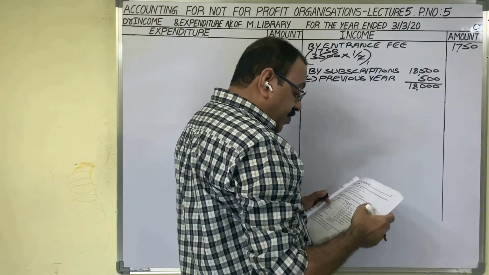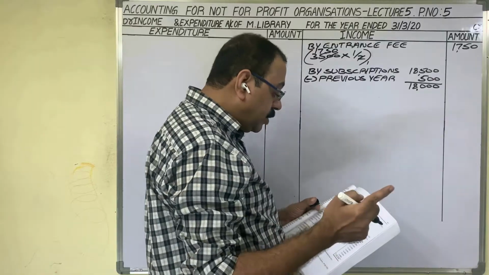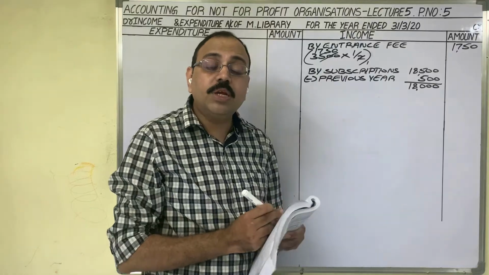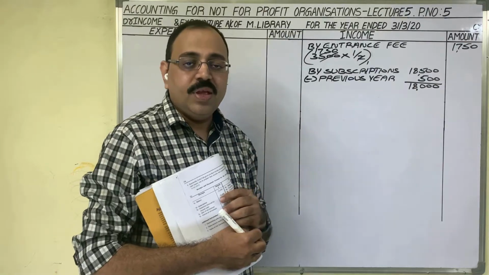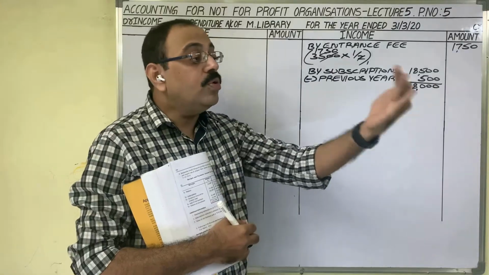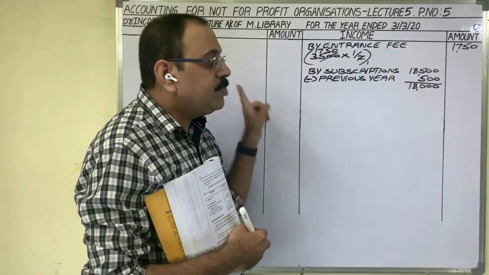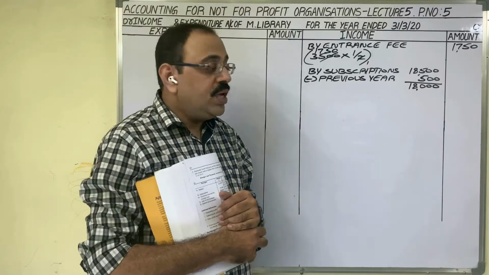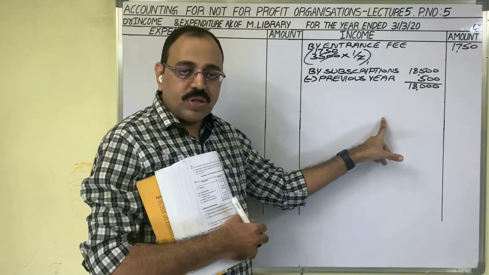First point continuation: subscription amount includes 500 for the previous year and outstanding subscription for the current year is 1,500 rupees. Outstanding subscription for current year. Here, outstanding doesn't mean that we have to pay. Subscription is income, no? Therefore, outstanding subscription means we have to receive. So it is income to be received. We prepare this income and expenditure account on accrual basis. So in accrual basis, we show received incomes and incomes to be received, both.